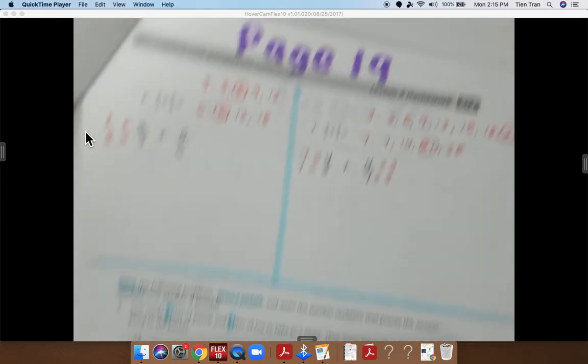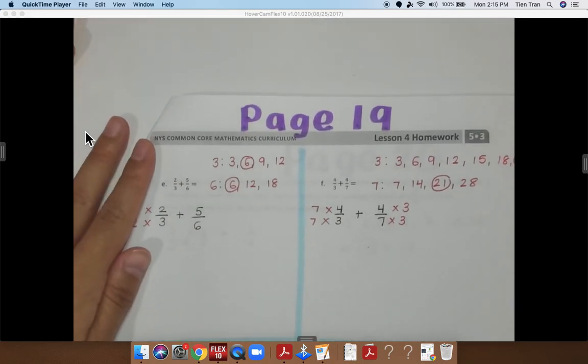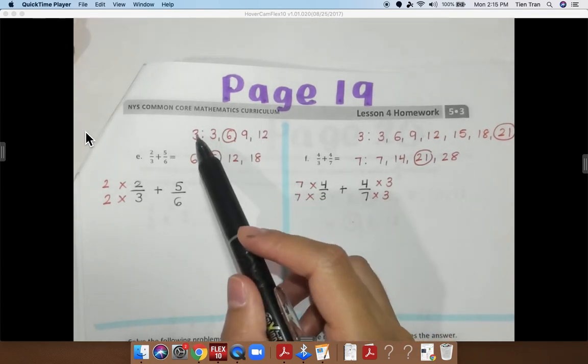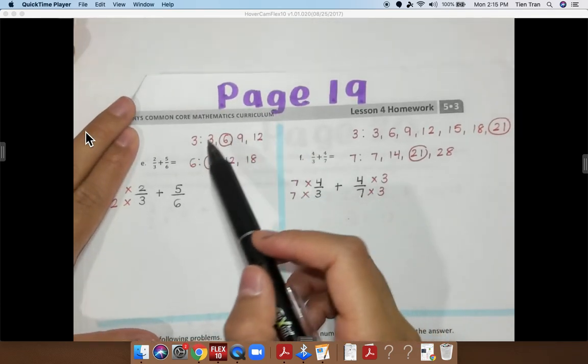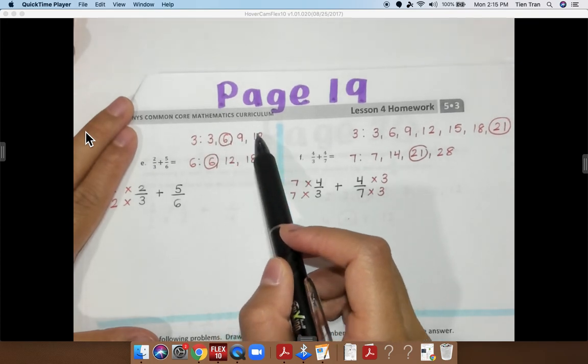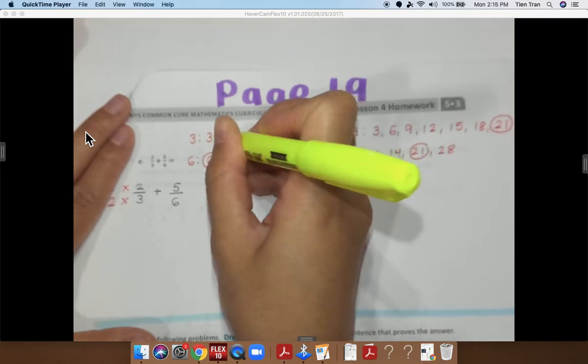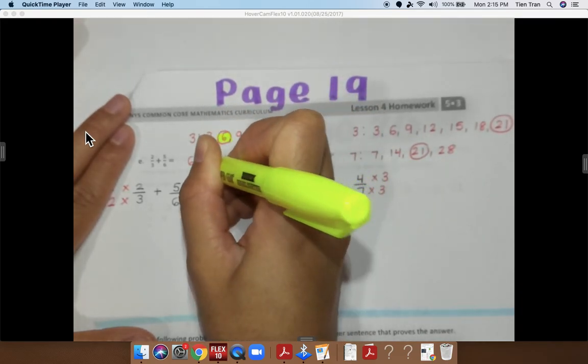Now I am going to turn the page. I am working on problem E. For problem E, it says here that I have 2/3 plus 5/6. I'm finding the common multiples of 3 and 6. I'm skip counting 3, 6, 9, 12. I'm skip counting 6, 12, 18. So here I have 6, and here I also have 6.